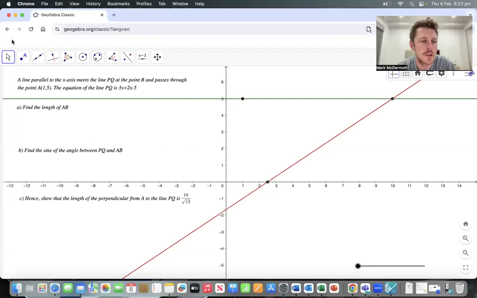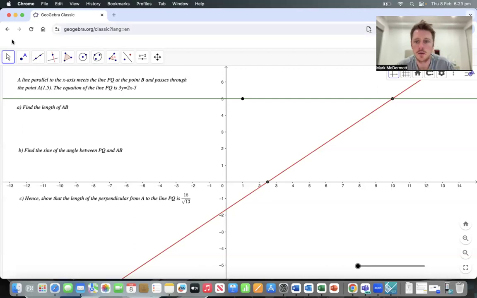So this is one of the more challenging questions in coordinate geometry. I'll read it out and then maybe give it a go with the three questions that are here, and then we'll go through it. A line parallel to the x-axis meets the line PQ at the point B and passes through the point A, 1, 5, which is at the coordinates (1, 5). The equation of the line PQ is 3y = 2x - 5. Find the length of AB.